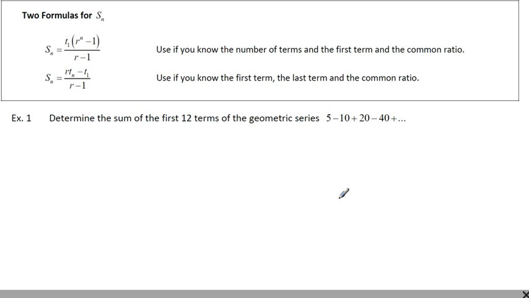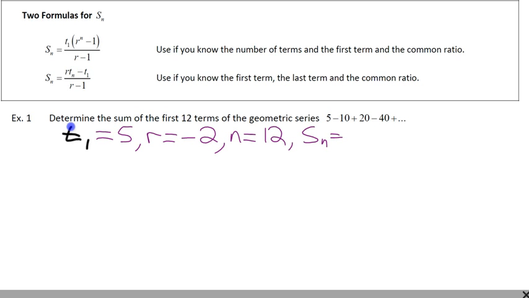What do we got? What's t1? 5. t1 equals 5. What is r? Negative 2. We need r. Both formulas need t1. They both need r. If you don't have them, you got to figure them out somehow. Okay, n. What's n? n is 12. So what are we trying to find? S sub n. We don't need t sub n. We don't have t sub n, but it's okay. We're good. So let's write out the formula we're going to use.